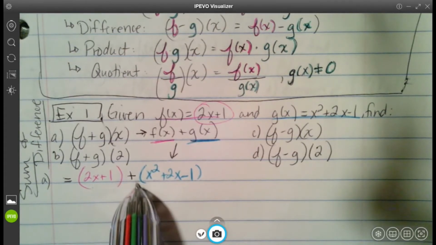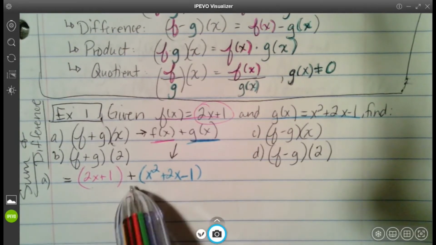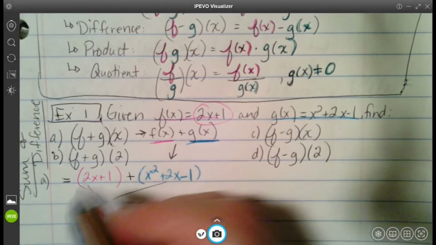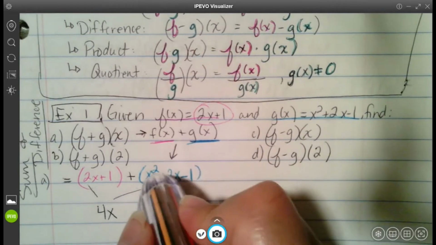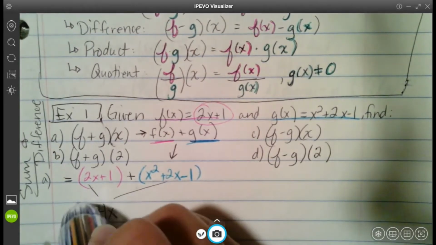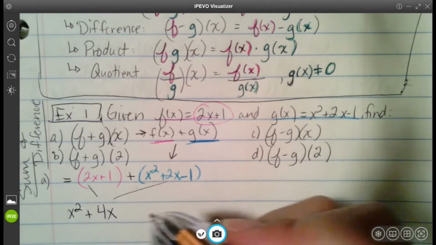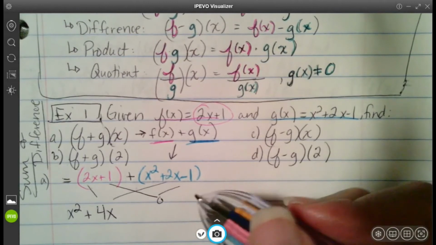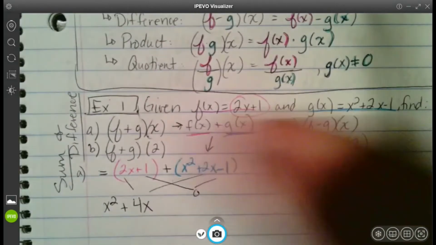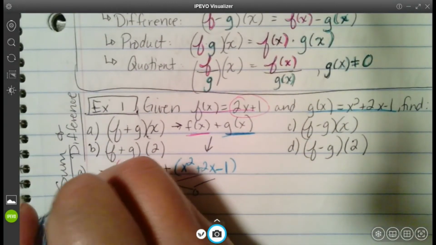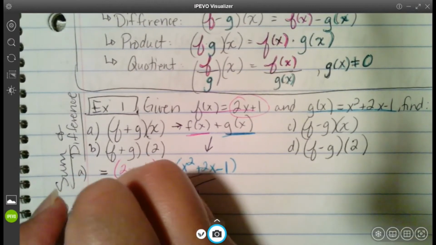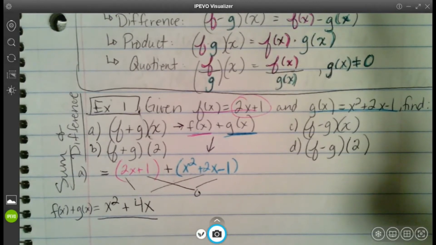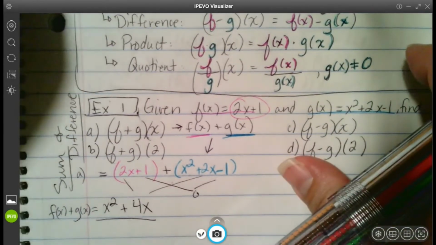All we're going to do is combine like terms because there's really nothing we can distribute. From here, I have 2x plus 2x is 4x. I have an x squared, which I'm going to put in the front. These are positive, and then I have 1 and minus 1. That's going to give me a 0, so I actually have nothing there. So it looks like f of x plus g of x is equal to x squared plus 4x.